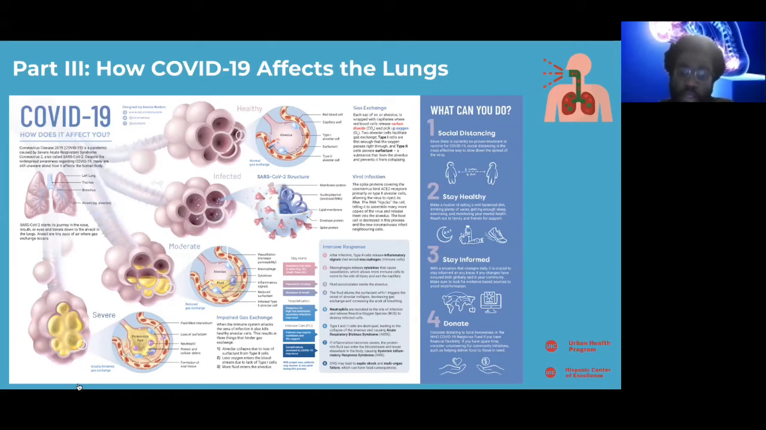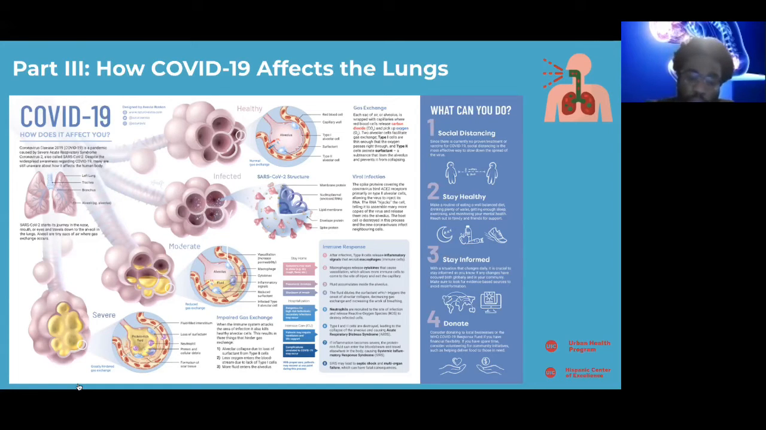So it will bind to the type 2 cell and inject its RNA, and the RNA essentially hijacks the cell and tells the cell to produce more of the virus. Eventually, the cell will die out or burst, releasing more of the virus to infect more healthy cells, and it just keeps on going and going.